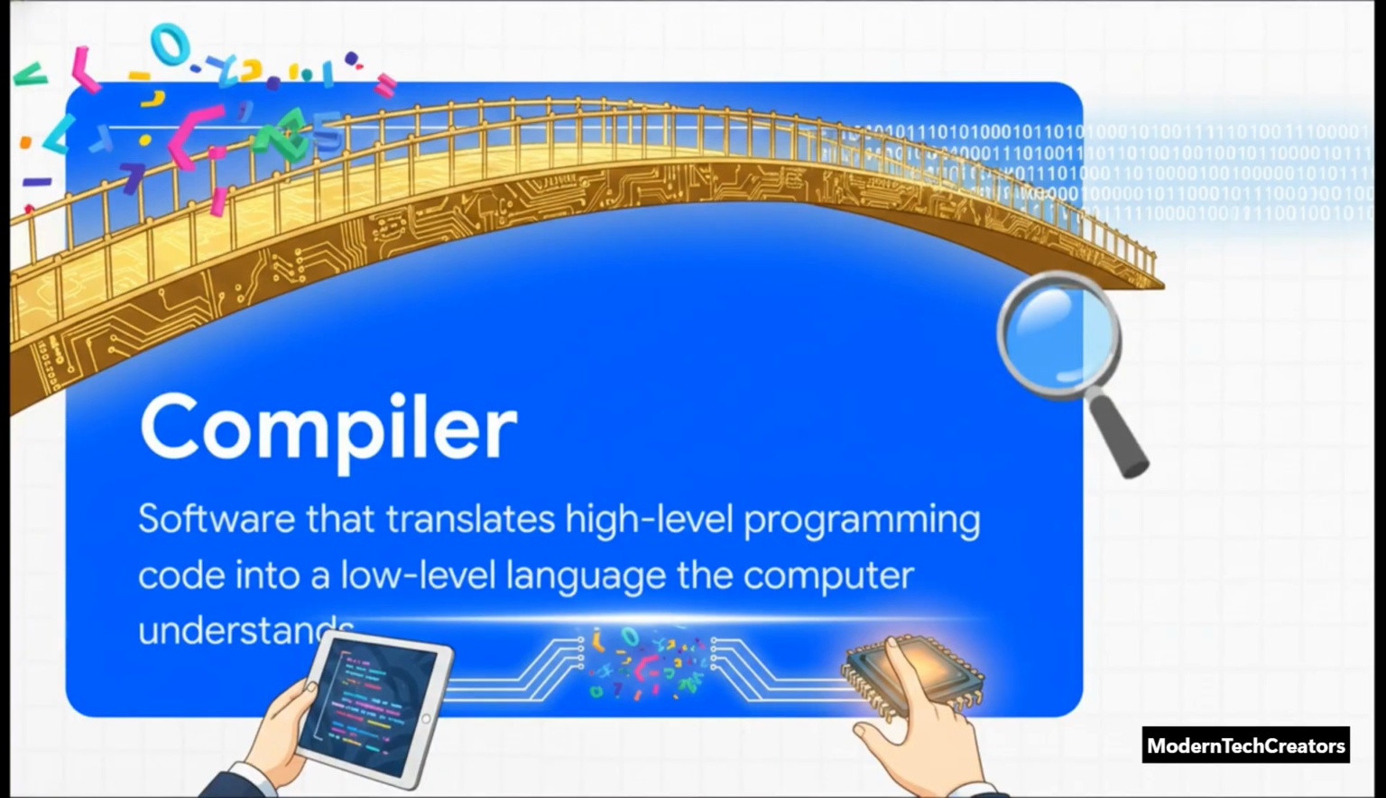That's what it is. A compiler is a special program that acts as our expert translator. It takes all that human-readable code we wrote and converts the whole thing into machine code, the ones and zeros, that the computer's CPU can understand and execute directly.